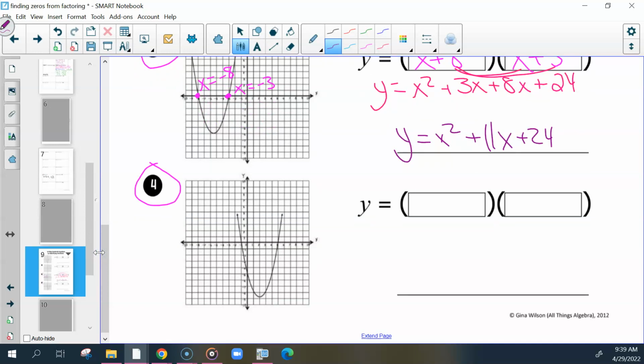Alright, what are the solutions to number 4? X equals negative 1 and 5. So what would those factors be? X plus 1 and X minus 5. Correct. Write those down.